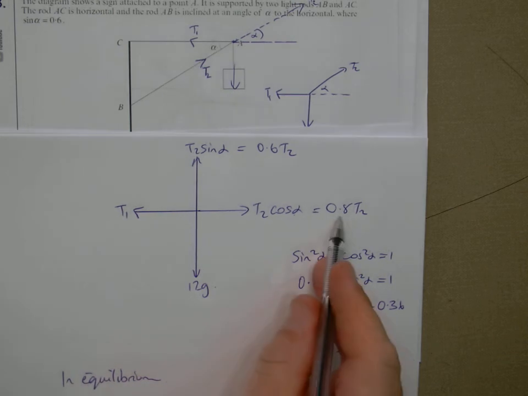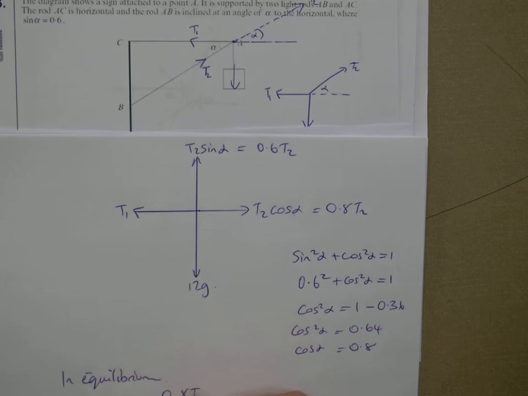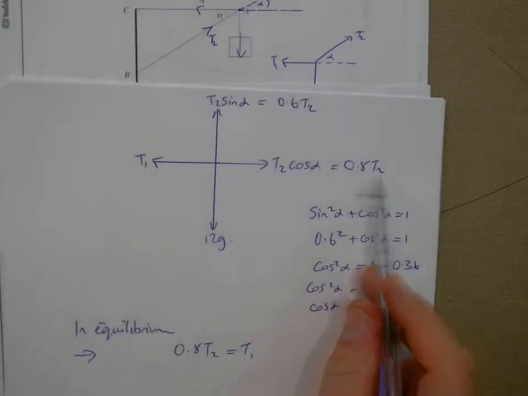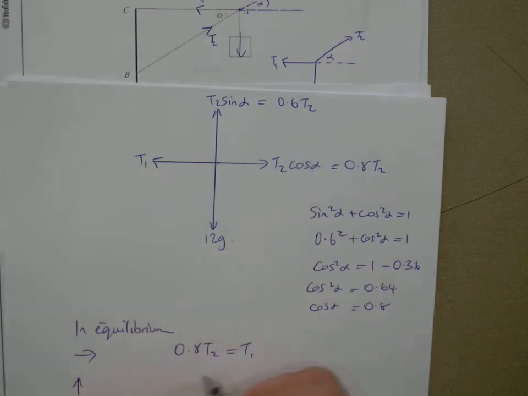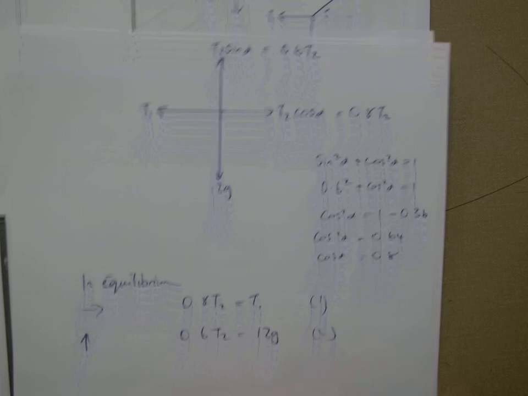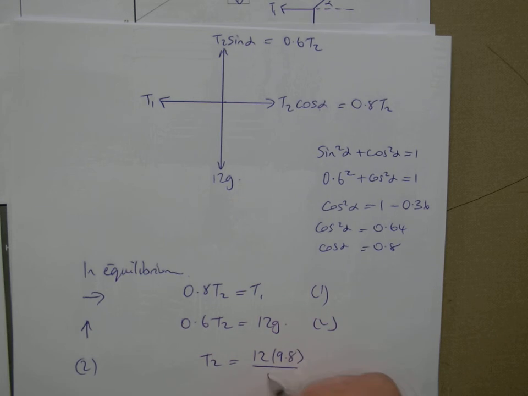we can basically say now in the x direction, 0.8 T2 is equal to T1. Okay, right, so 0.8 T2 is equal to T1, and then in the y direction, 0.6 T2 is equal to 12g. Okay, so you've got two equations, 1 and 2. Now straight away from 2, we can work out T2 to be 12g, which of course is 12 times 9.8, divided by 0.6.